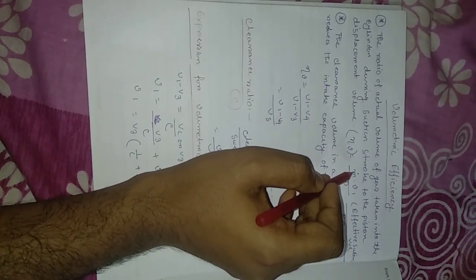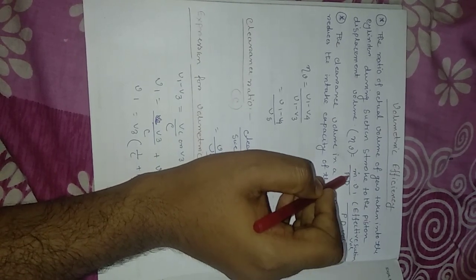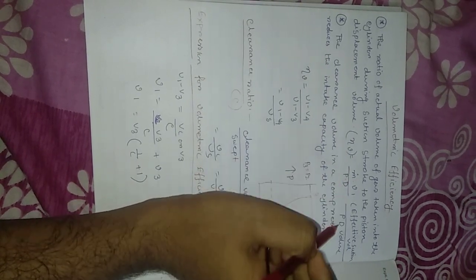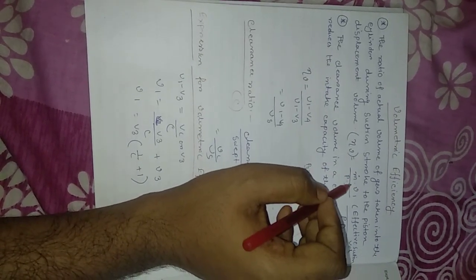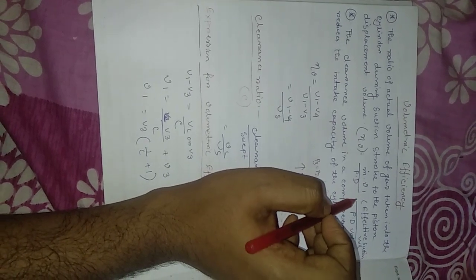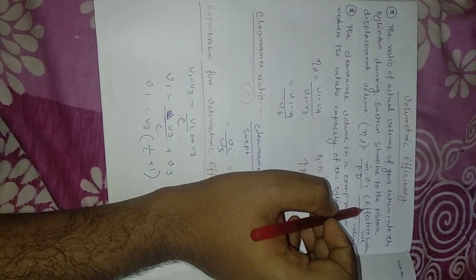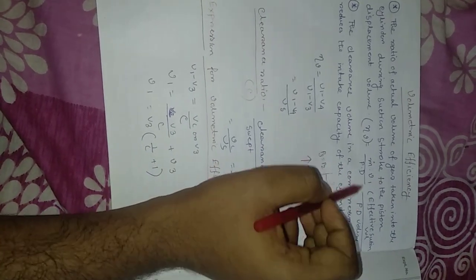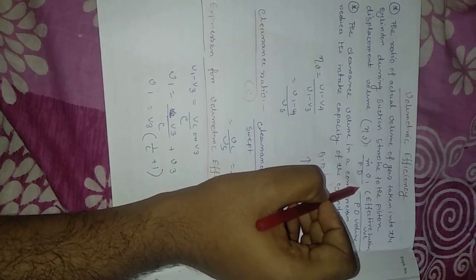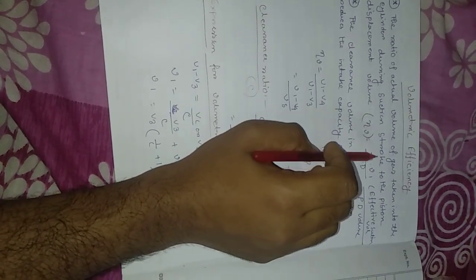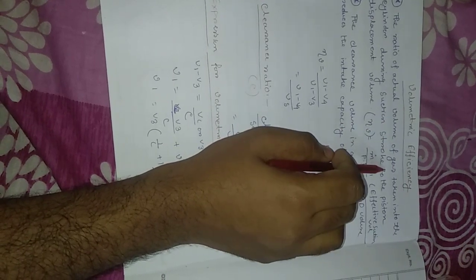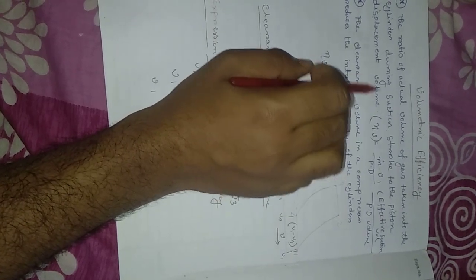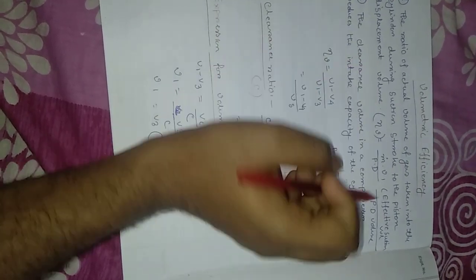That is equal to m dot into V1 divided by PD. Here, m dot means the mass flow rate of gas, and V1 is the initial volume before compression at the compressor, divided by PD. PD means piston displacement volume. Volumetric efficiency is the ratio between the actual volume of gas taken into the cylinder during the suction stroke to the piston displacement volume.